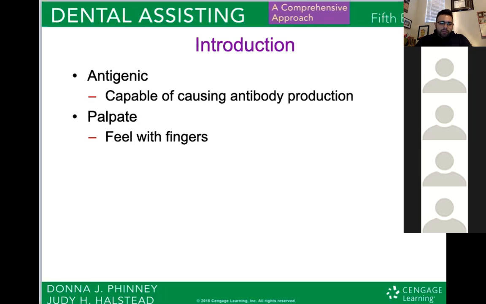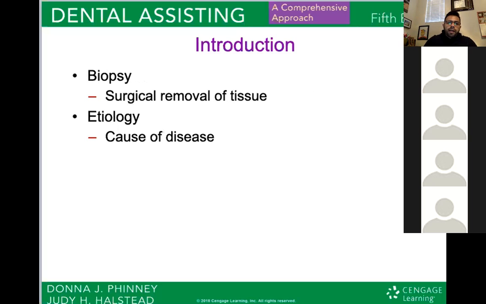Viruses, for example, when they're introduced into the body, are an antigenic substance because we make antibodies to viruses so that we don't get that specific strain of virus again. Palpate just means to feel around the body with the fingers to look for lumps and bumps and things like that. A biopsy is just a surgical removal of tissue. The reason a biopsy is done is to find the etiology, or the cause of the disease.